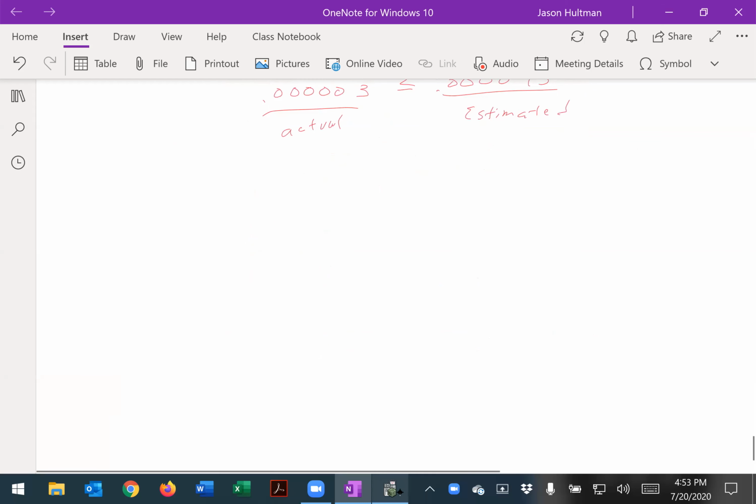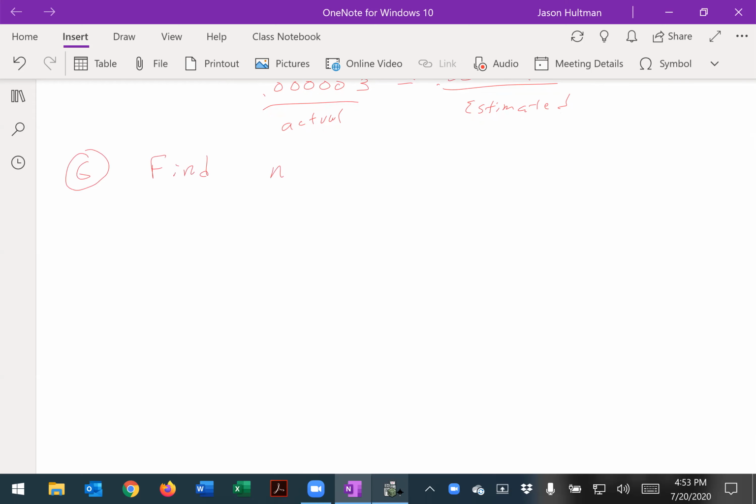Okay, let's do one more problem here. I'm going to call this problem number 6. Find n such that the Simpson's rule error is less than 0.0001 for the integral from 1 to 2 of 1 over x dx. We're going to do the last problem, but backwards.